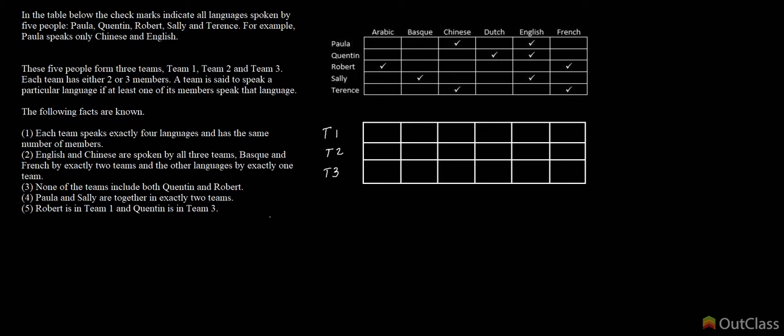So in this arrangement question, we have to find out who all are in which team, and which teams can speak which languages. There are 6 languages and we're given information about the 5 people, and which of those 6 languages these people speak.